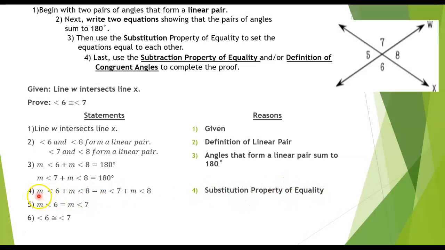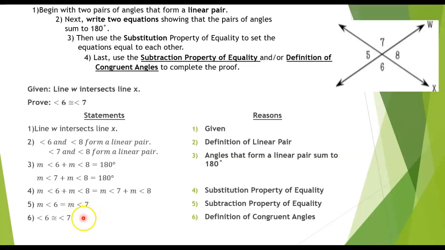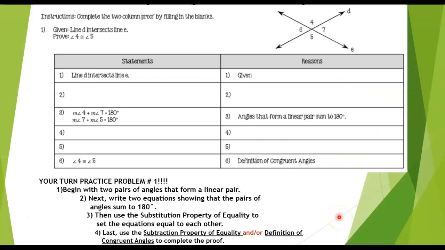For statement 4, substitution property of equality. Basically all I said was the measure of angle 6 plus the measure of angle 8 is equal to the measure of angle 7 plus the measure of angle 8. For statement 5, my reason was the subtraction property of equality: I subtracted the measure of angle 8 from both sides, which left me with the measure of angle 6 is equal to the measure of angle 7. That takes me to my last statement, angle 6 is congruent to angle 7, true by the definition of congruent angles.